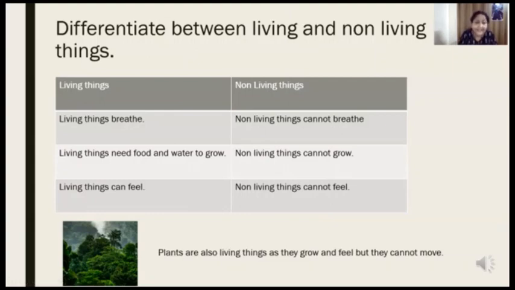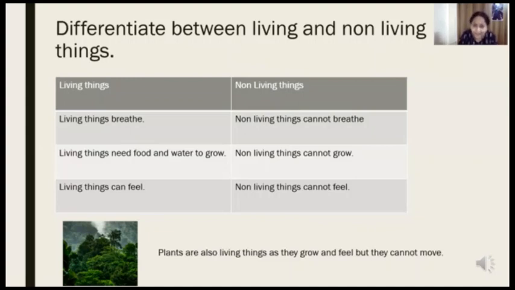Third, living things can feel. If someone beats you, you feel pain, right? If your mom hugs you, you feel happiness. If your teacher praises you, you are so happy, you feel the happiness. So you can feel because you are a living being. But non-living things cannot feel.